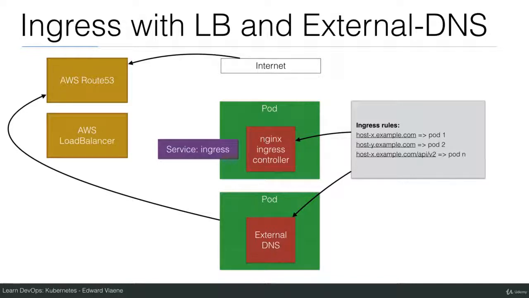Then the client comes in, it's going to go to AWS Route 53 to get the IP address of a host name, for example host X example.com. Route 53 will reply the IP address. The IP address will be of the load balancer, so it will connect to the load balancer. Load balancer will connect to the ingress service. Ingress service will redirect the traffic to the ingress controller. Ingress controller will read the rules and will see that it needs to route this request to pod 1.